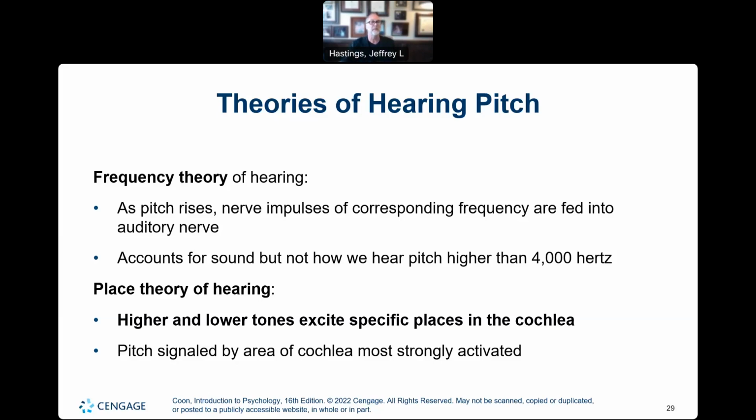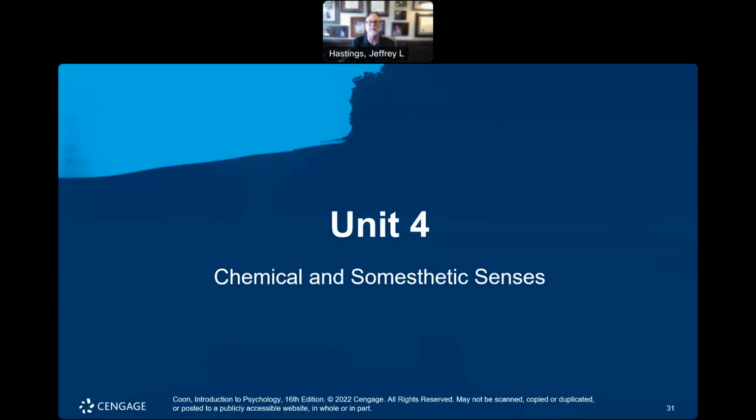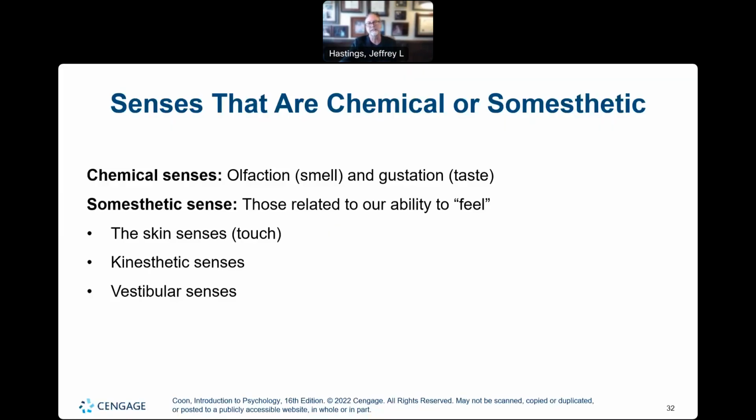But read about that, please do it, and understand a little bit about how we're hearing and what things are really drawing our attention and what things aren't. And we'll talk a little bit more about that. I have a couple more slides on hearing in a moment. So on unit number 4, chemical and somesthetic senses.